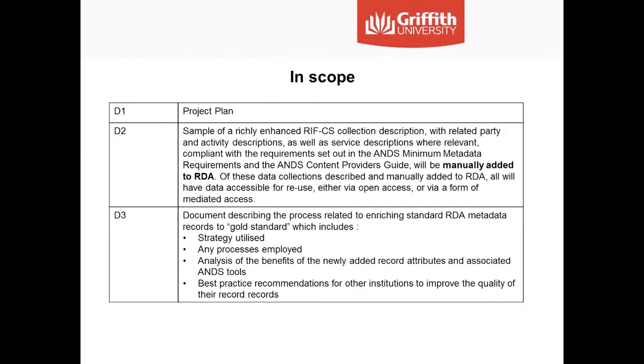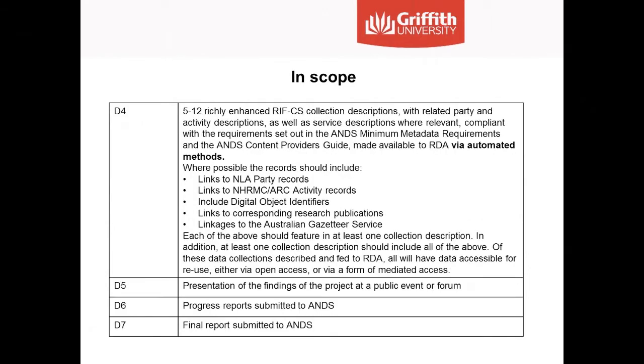In scope was a project plan, a sample of richly enhanced RIF-CS collection records with related party and activity records that are manually added to Research Data Australia, a document describing the process related to enriching standard RDA metadata records to gold standard, 5 to 12 richly enhanced collection descriptions with related party and activity descriptions provided via automated methods to RDA, a presentation of the findings of the project at a public event or forum, progress reports, and a final report.